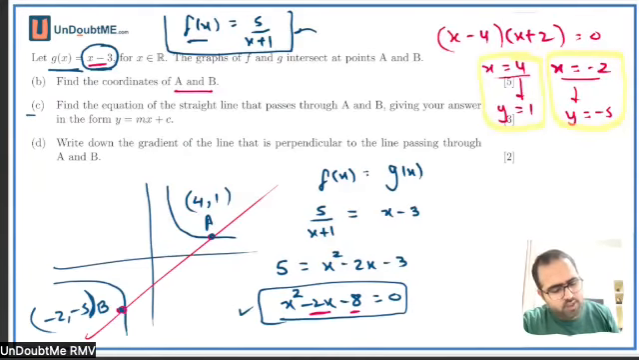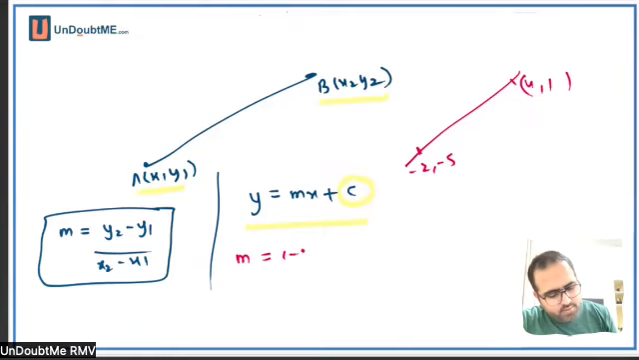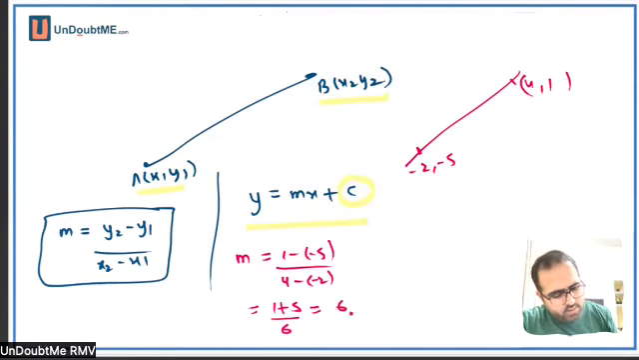Let us apply the same thing in the question. Minus 2, minus 5 and 4, 1 are the points. So gradient will be 1 minus minus 5 over 4 minus minus 2. 1 plus 5 over 6, that is 6 by 6, that is 1. So the value of m is 1. The tentative equation will be y is equal to 1x plus c.